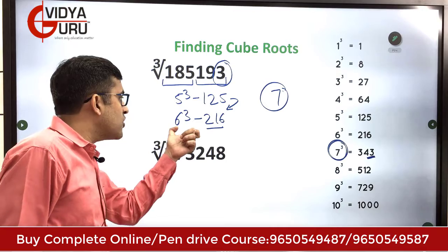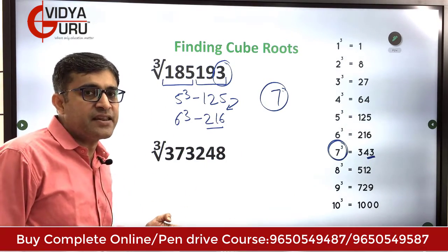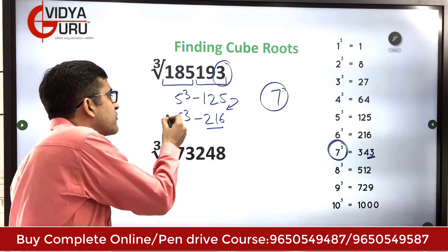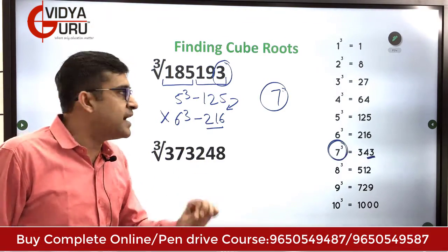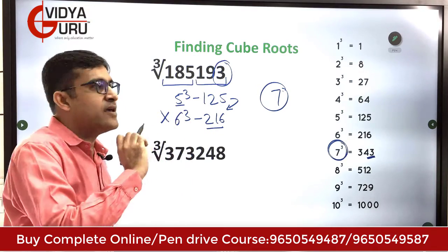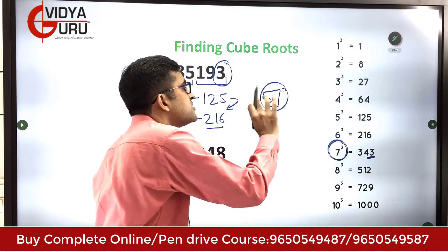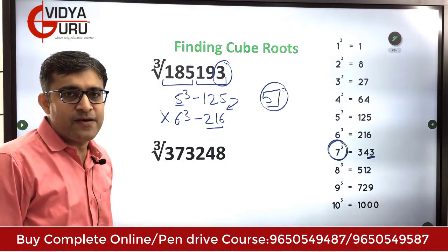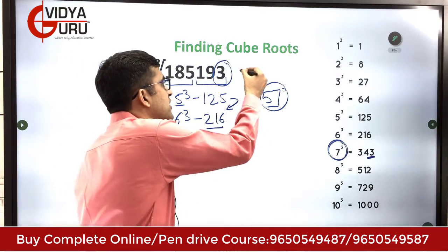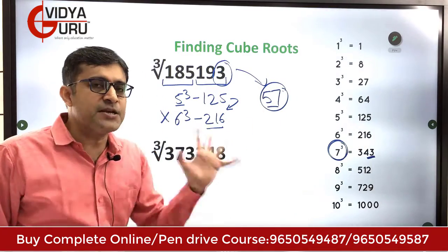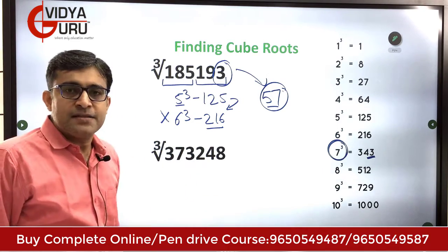But it has not reached 216. It is less than 216. That means it has not reached the number 6 yet. So I will place 5, and the answer turns out to be 57. So the cube root of 185193 is going to be 57. Isn't it simple? It's going to be even simpler when I look at the next one.